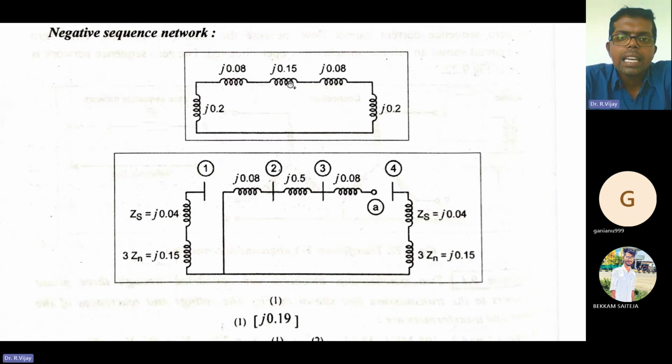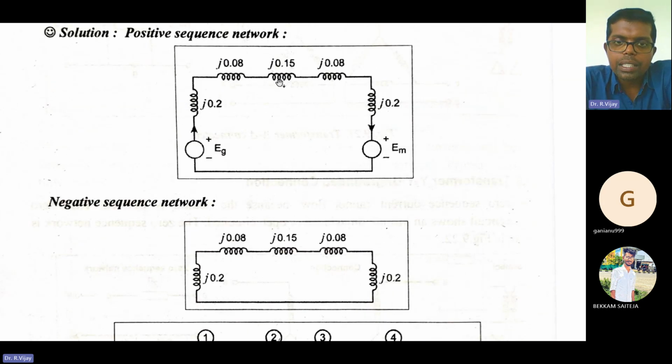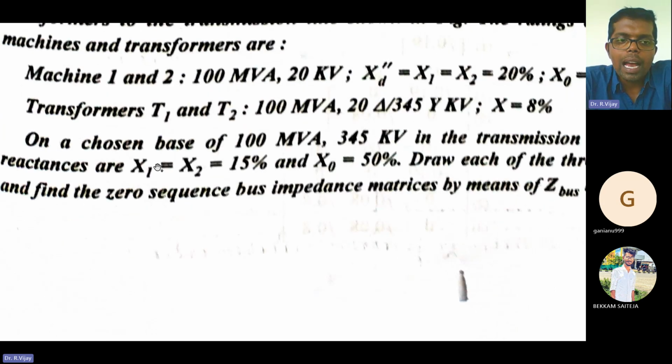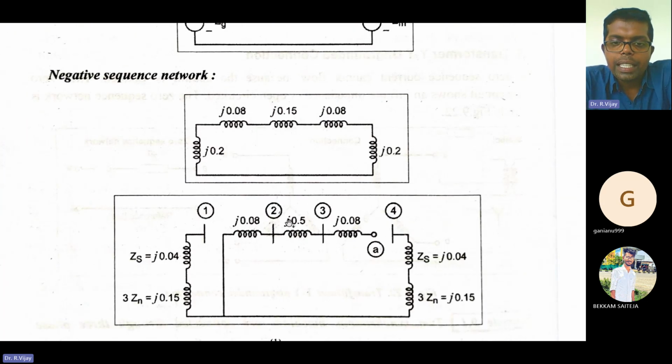Whereas the positive sequence and negative sequence reactance for the transmission line are mentioned in the problem as X1 is equal to X2 is equal to 15%. That is for positive sequence and negative sequence. For zero sequence, it is mentioned as 50%, that is 0.5 j. So that's why in zero sequence we have mentioned j into 0.5.